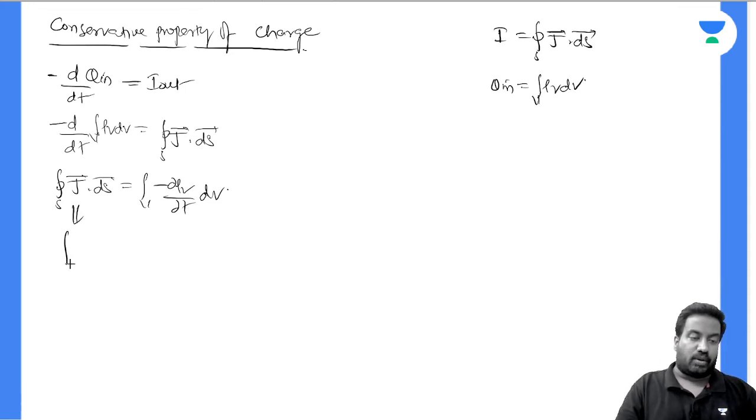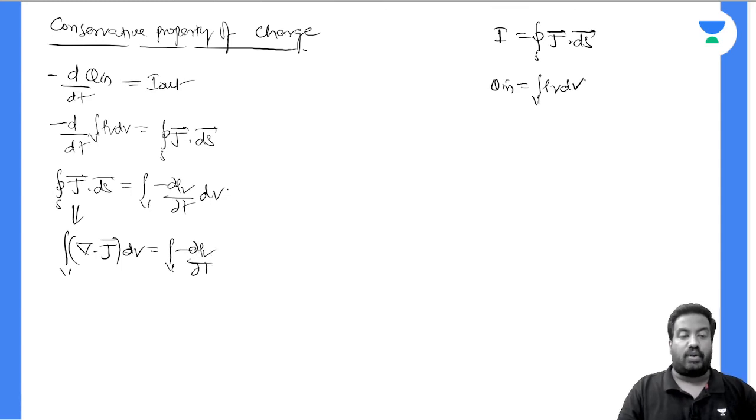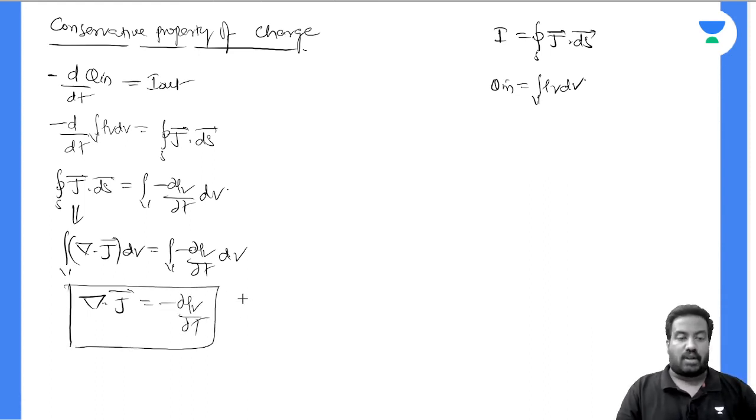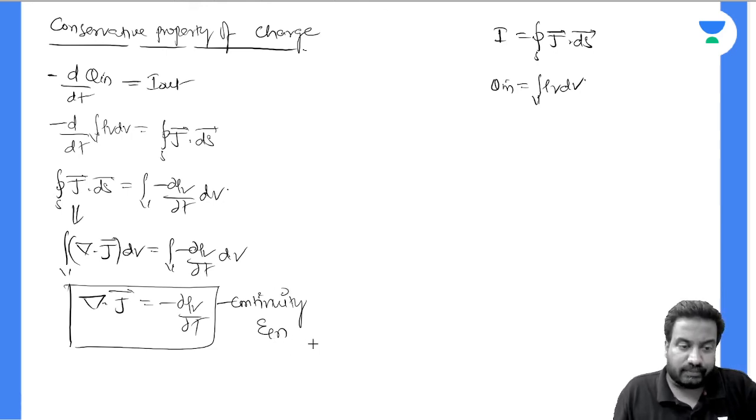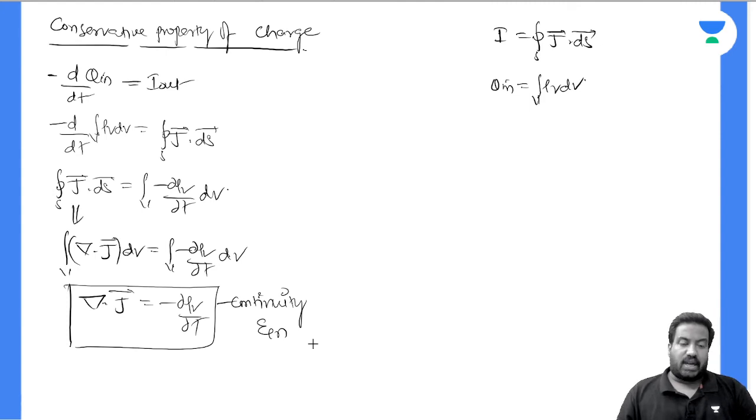Applying the divergence theorem, the closed surface integral of J dot ds is the volume integral of del dot J dv, which is the volume integral of minus dou rho v by dou t of dv. This implies del dot J is equal to minus dou rho v by dou t. This is called the continuity equation, also called the continuity equation for currents.